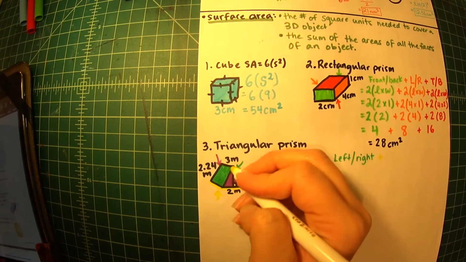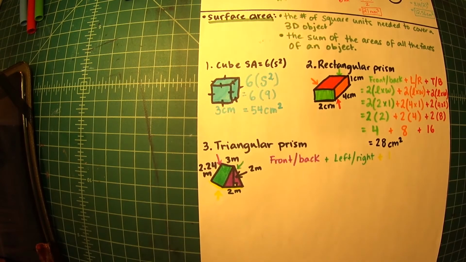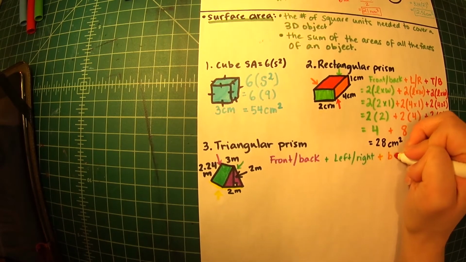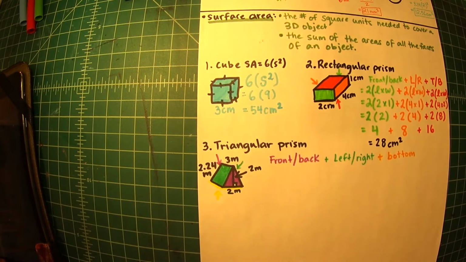And in this case, there is no top, not for a triangular prism. So we would just have, oops, this isn't going to work. This isn't going to show up. A little bit darker yellow. So just simply plus the bottom, which is a single.